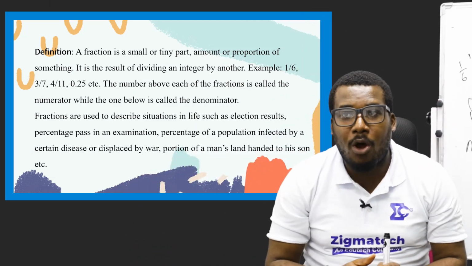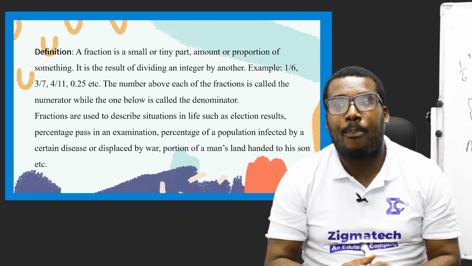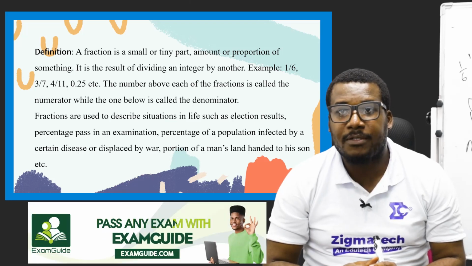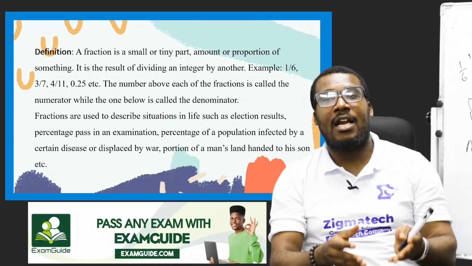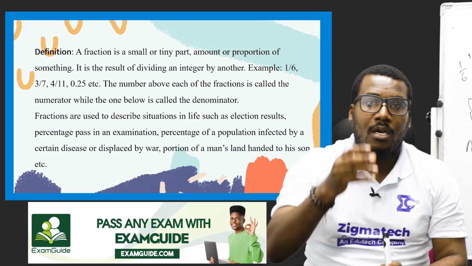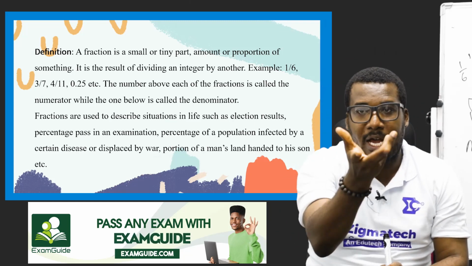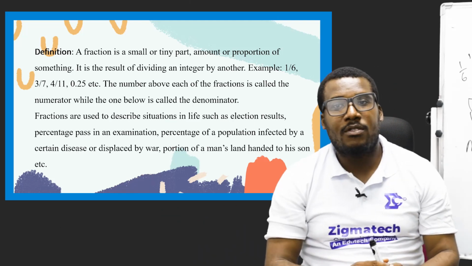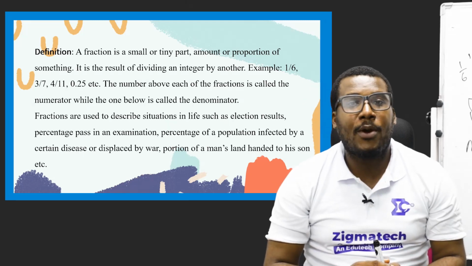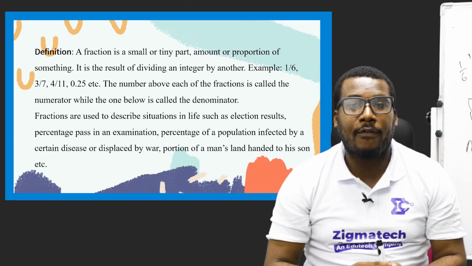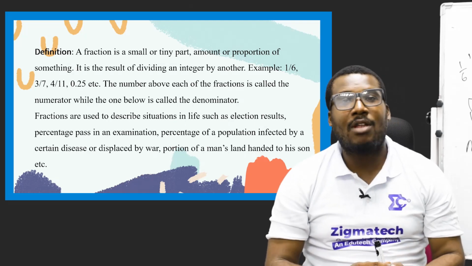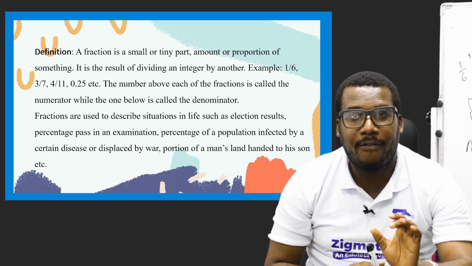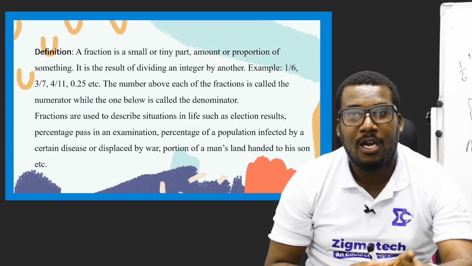A fraction is a small or tiny part, amount, or proportion of something. As I have said earlier, it is the result of dividing an integer by another integer, meaning a number by another number. Example, 1 over 6, 3 over 7, 4 over 11, even 0.25. Yes, it may be in the form of a decimal, but in the case that we have 0.25, we usually use a term for it. It is called a decimal fraction.